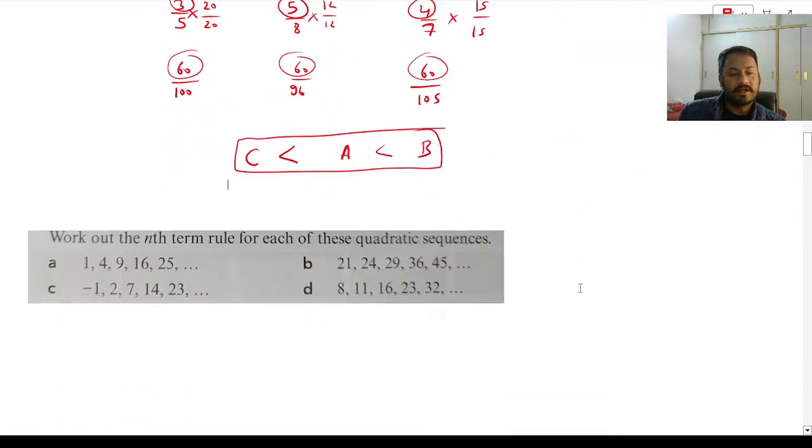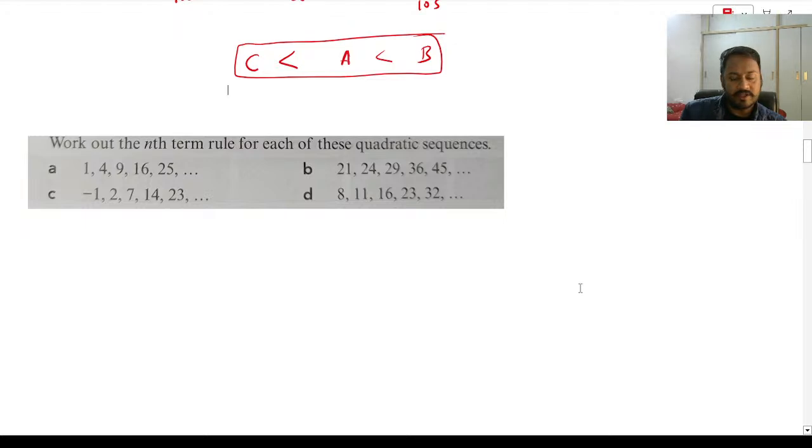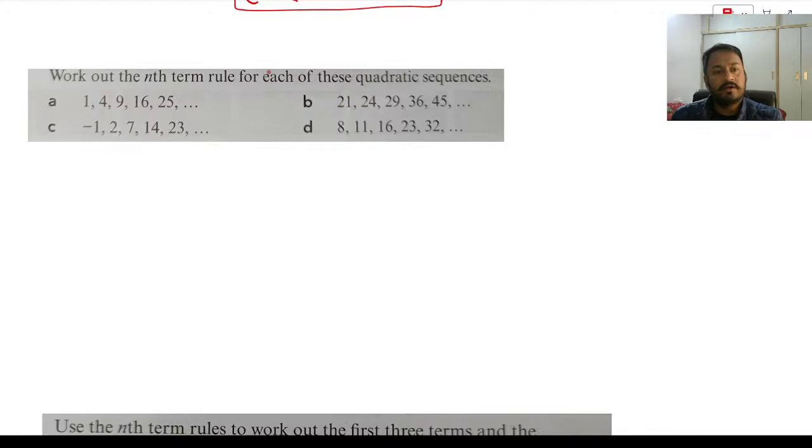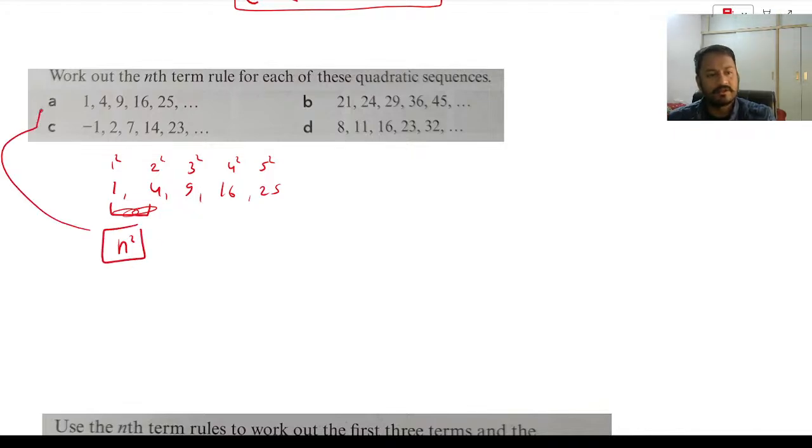Now, Lekhansh was asking for quadratic sequences, so I'm solving the quadratic sequence here. Work out the nth term rule for each of these quadratic sequences. There is a very simple rule to find the quadratic sequence, right? What you will generally do is write 1, 4, 9, 16 and 25. This is quite easy, but still we can do this. Here you can directly see this is the square of 1, this is the square of 2, the square of 3, the square of 4, the square of 5. So you can write n square directly. So the answer of this first one is n square.